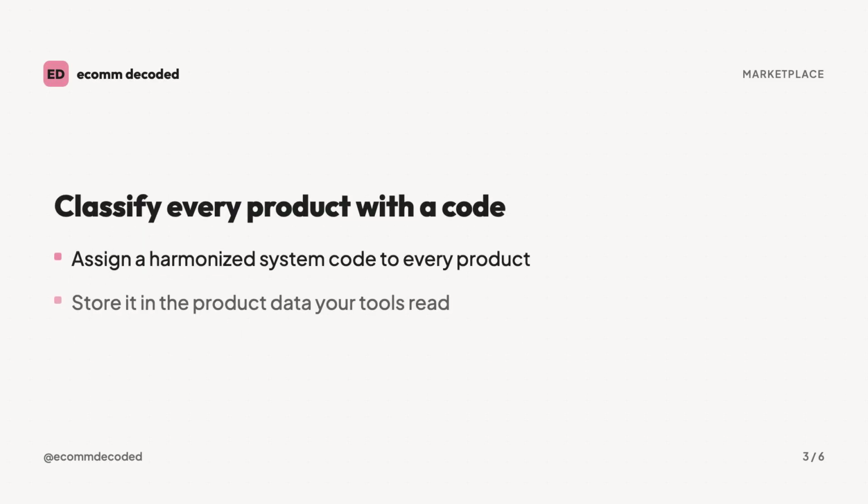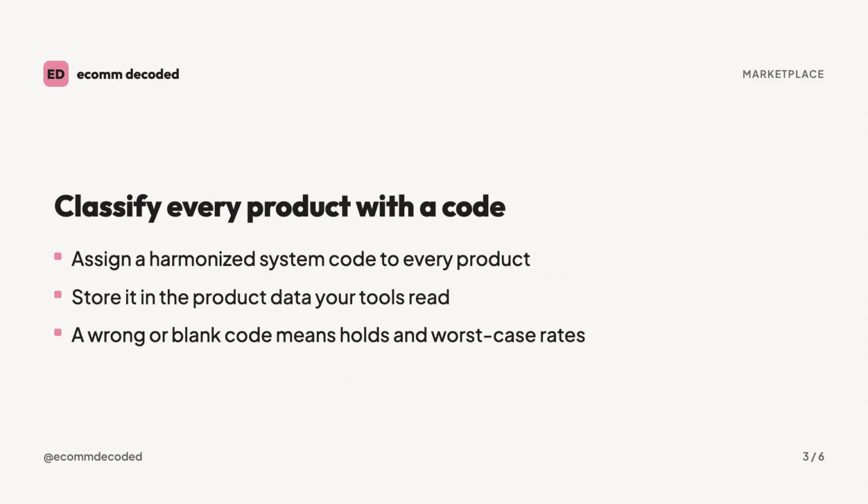The first fix is boring, and it is the one everyone skips. Classify every product with the right code. Every item that crosses a border needs a harmonized system code, the number customs uses to decide the duty. Get it wrong or leave it blank, and your parcel gets held, delayed, or charged at the worst possible rate.